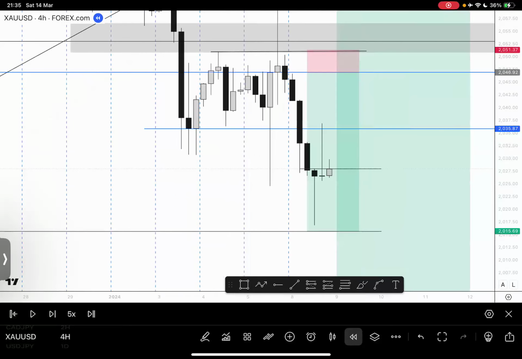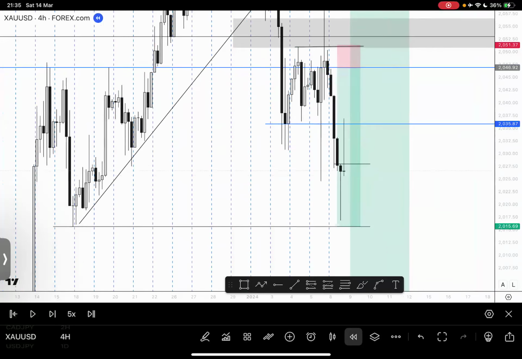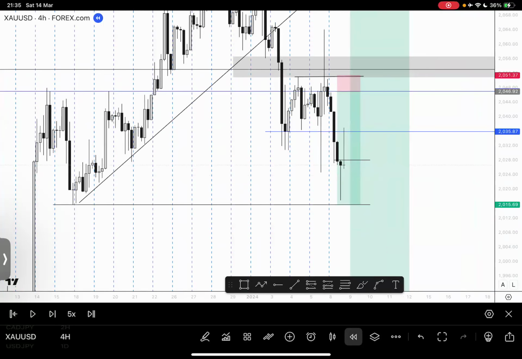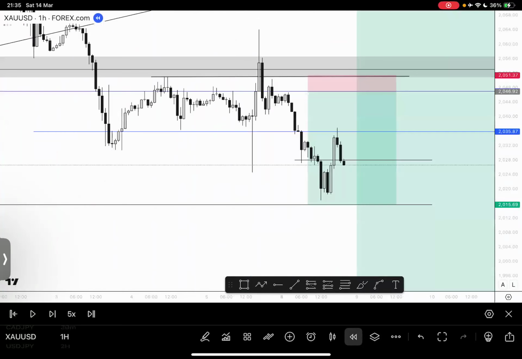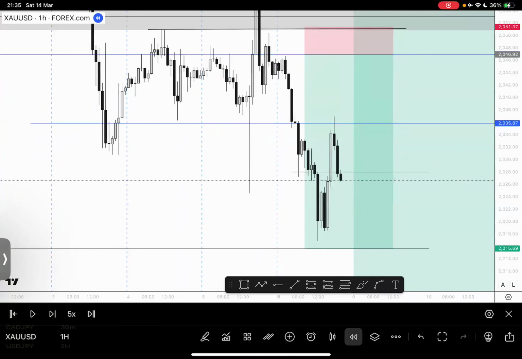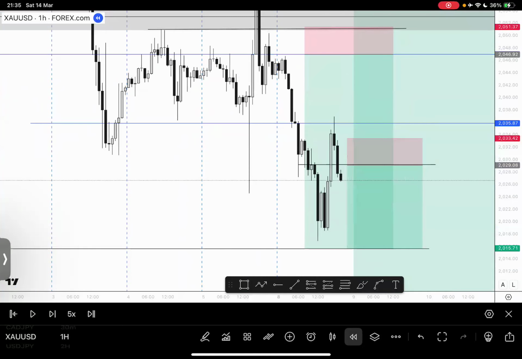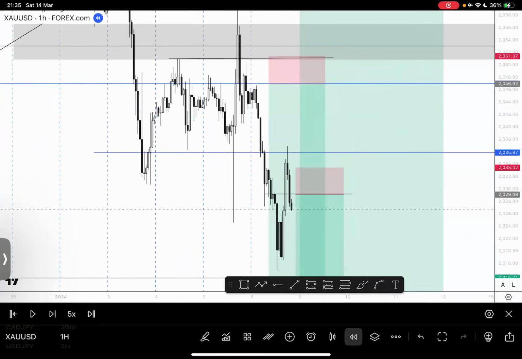All right, let me take it back a little bit. This has been a very good entry. That will sell. Okay, so entry will be from here now, on the 1 hour. Stop loss around here, and this will be my target. So this should be a very good dump.